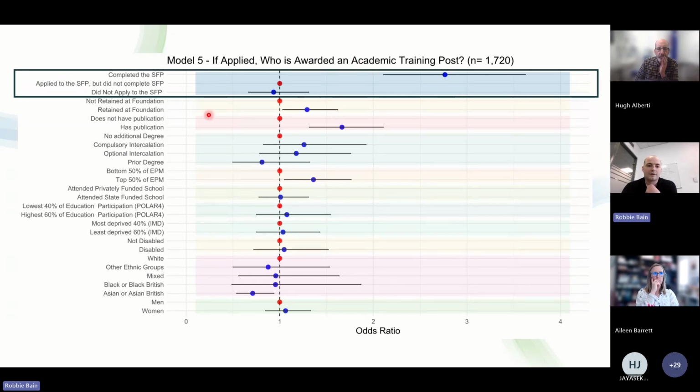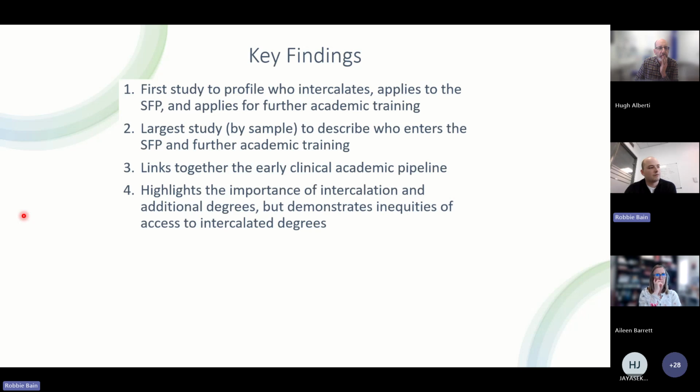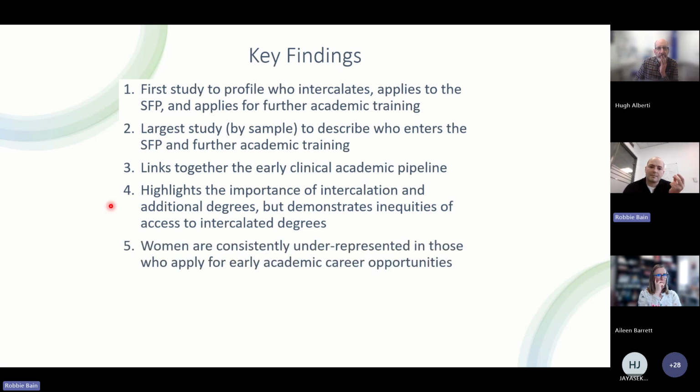And again, the strongest predictor of whether you were going to get an academic clinical fellowship, an ACF, was if you had completed an SFP. So prior experiences build into your ability and then competitiveness of actually getting these posts, because they are certainly competitive. Our key findings: this is the first study to profile who actually goes into these opportunities by sample size. It's also the largest study that's looked at these early career opportunities, and it links together intercalation, SFP, and further academic training like the ACF into a notional early career academic pipeline.